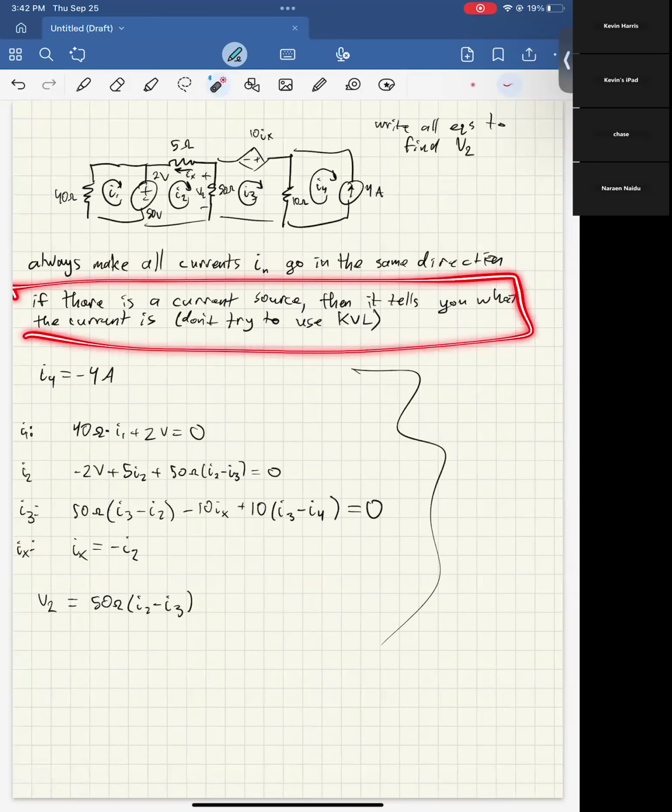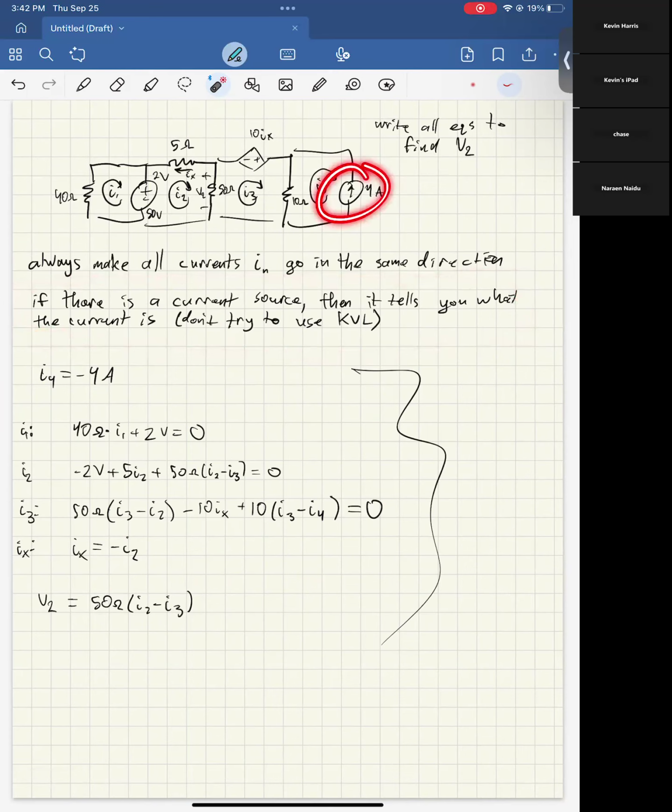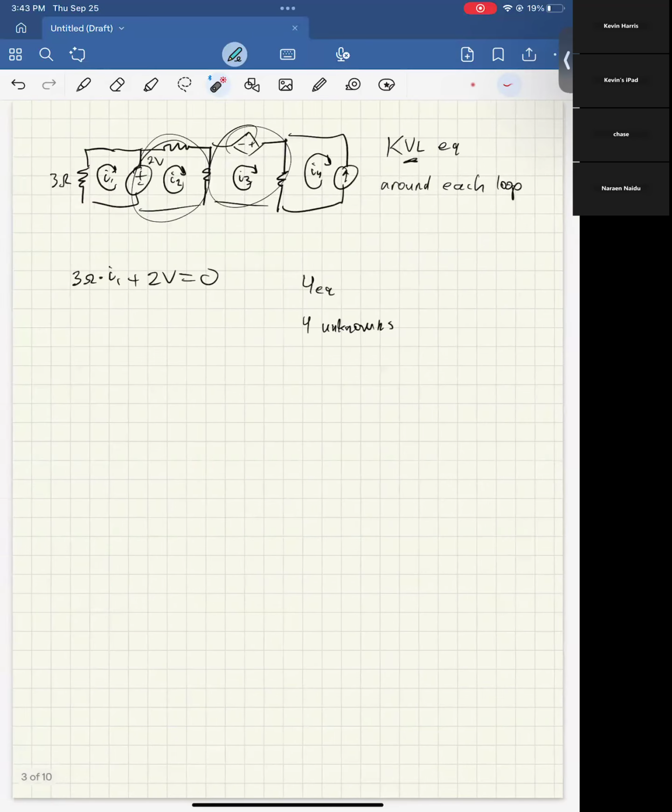Then also, this is a big point. People get tripped up by this a lot. If you see a current source, then it is directly telling you what the current is. So you can't make a KVL equation with the current source. You don't know its voltage, but it does tell you the current. So if you're doing a loop and you're trying to find I4, but it's telling you what the current is, then it's telling you what I4 is. So try to get that through your head.